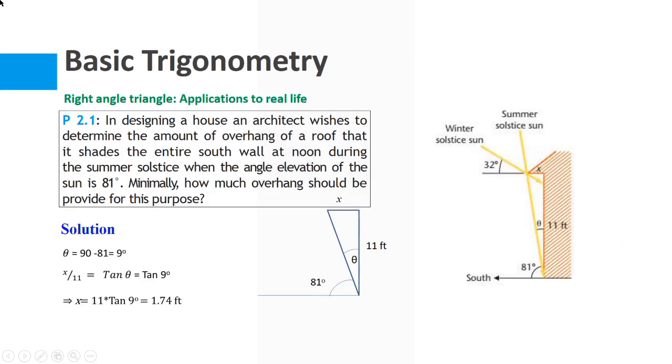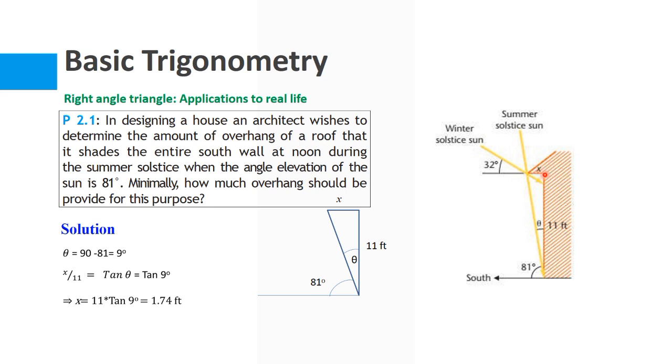Okay, so now we have discussed the basic trigonometry which is involved in engineering mechanics. Now we have a very practical application of this trigonometry. In this problem, we have to find the size of the overhang. In designing a house, an architect wishes to determine the amount of overhang of a roof so that it shades the entire south wall at noon during the summer solstice, when the angle of elevation of the sun is 81 degrees. Minimally, how much overhang should be provided for this purpose?